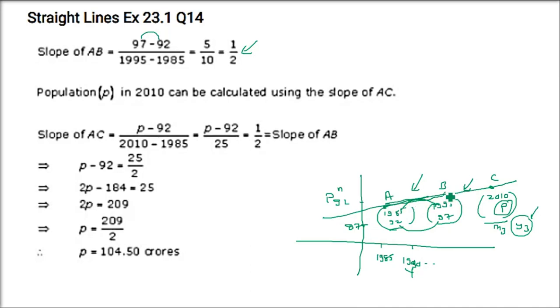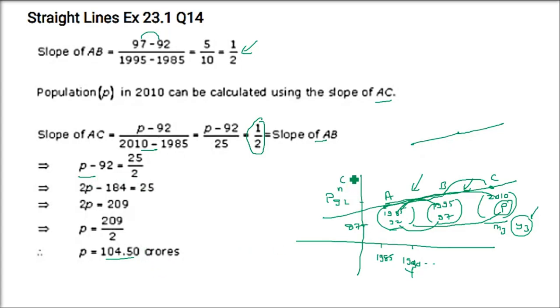So what will be the slope of BC? You can take BC also, but let us take AC only. Means we are equating the AB slope with the AC slope. So P minus 92 by 2010 minus 1985, and we are going to equate it to half. Why? Because the slopes of AB, BC and AC are the same. The gradients are the same. They are collinear points and they are on the same line. So P will be 104.50 crores.